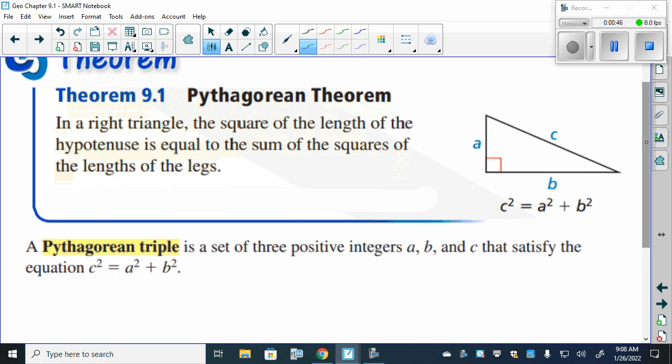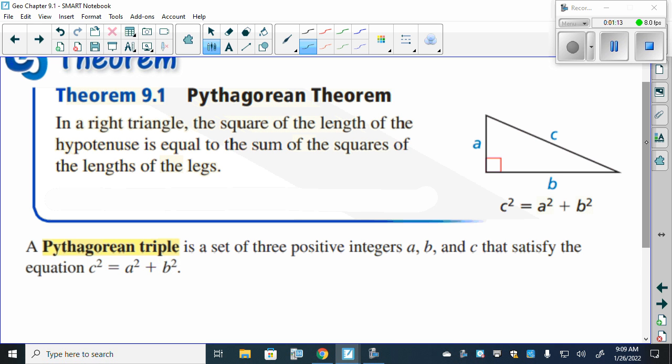So, the first thing we're actually going to talk about is the Pythagorean Theorem. In a right triangle, the square of the length of the hypotenuse is equal to the sum of the squares of the lengths of the legs. Or, as most of y'all know it, a squared plus b squared is equal to c squared.